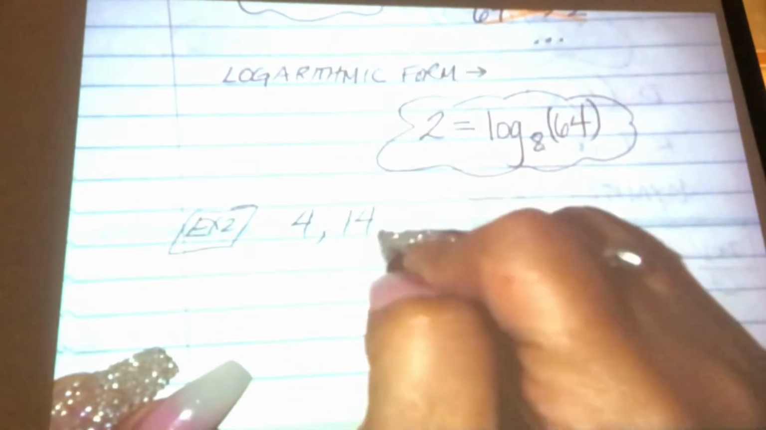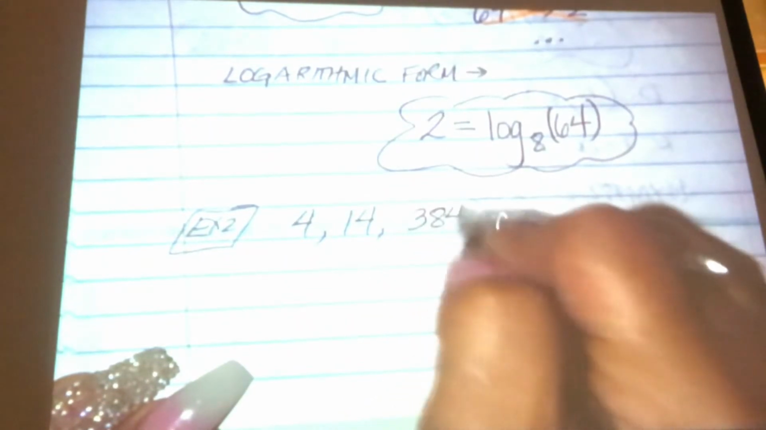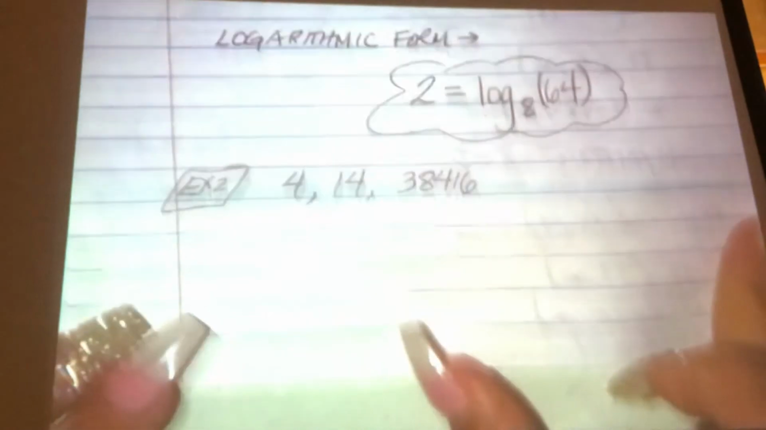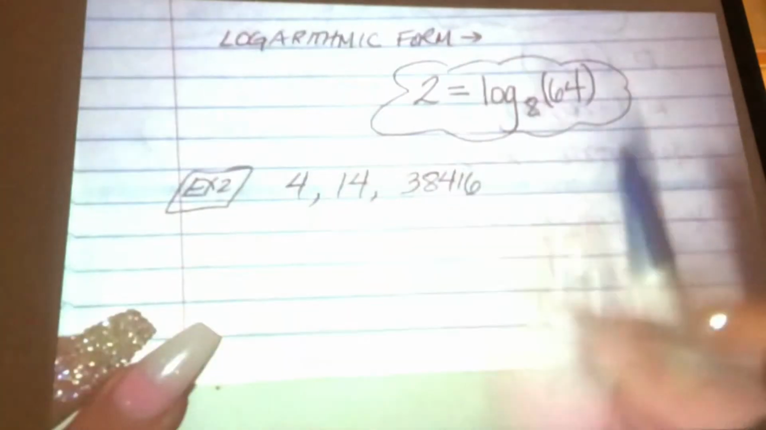All right, sometimes the numbers aren't so clear cut. So if I give you example 2, if I give you 4, 14, and 38,416, I'm going to start trying some numbers here for exponential form.